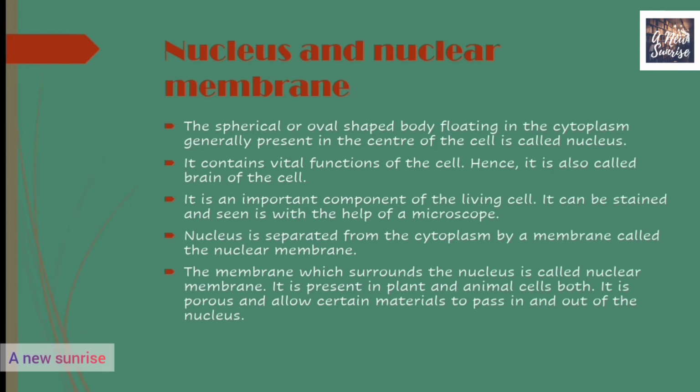Now let us memorize some important points related to nucleus and nuclear membrane. If we want to define nucleus, what is nucleus? The spherical or oval-shaped body floating in the cytoplasm, generally present in the center of the cell, is called nucleus. Nucleus is also known as the brain of the cell because it contains vital functions of the cell. It is an important component of the living cell. Nucleus is separated from the cytoplasm by a membrane called nuclear membrane, and nuclear membrane is also known as nuclear envelope.